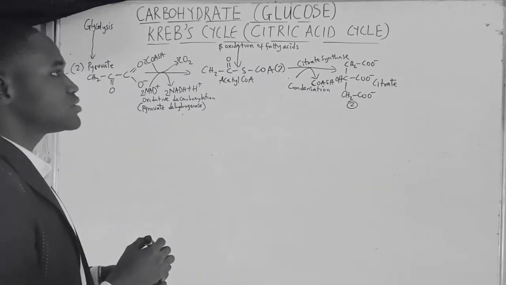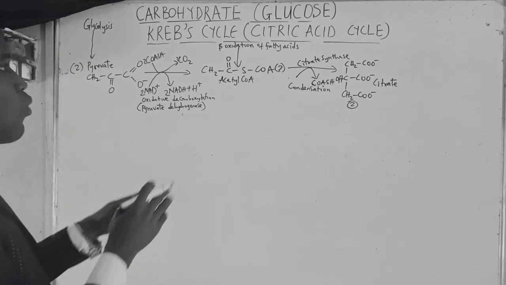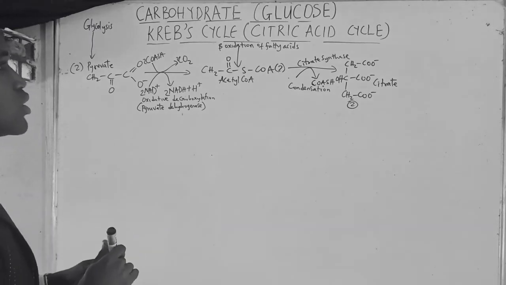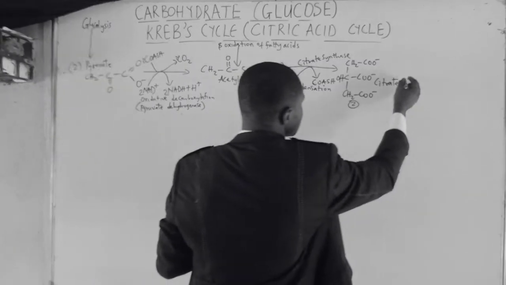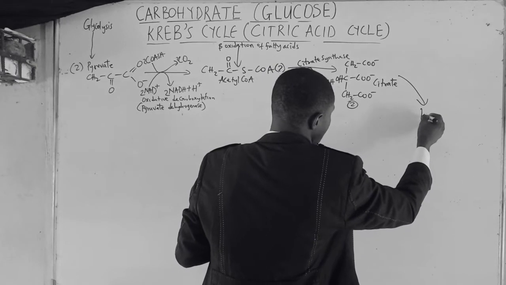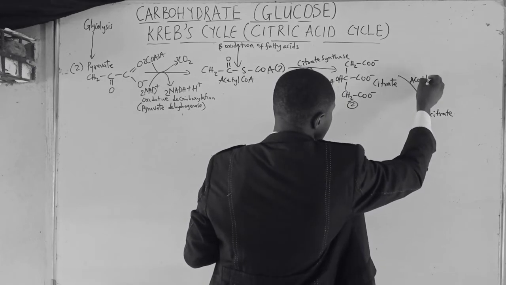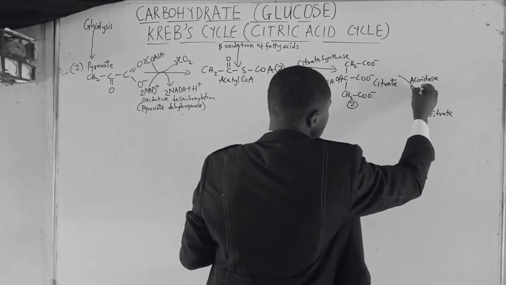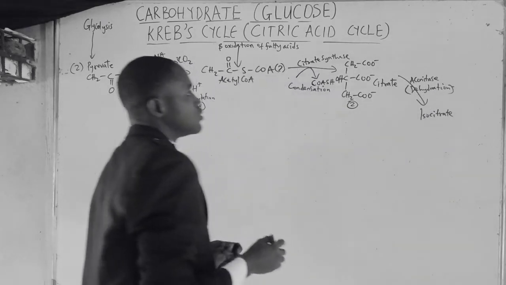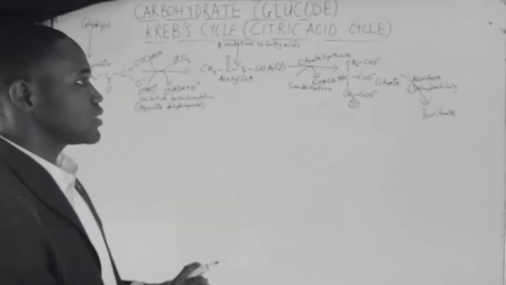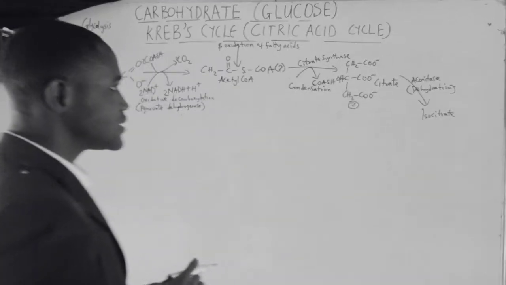Then this citrate will undergo a dehydration reaction, and once it undergoes the dehydration reaction in the presence of aconitase, it will produce isocitrate. Aconitase enzyme, then the dehydration reaction will take place. So this aconitase is the enzyme responsible for converting citrate to isocitrate.